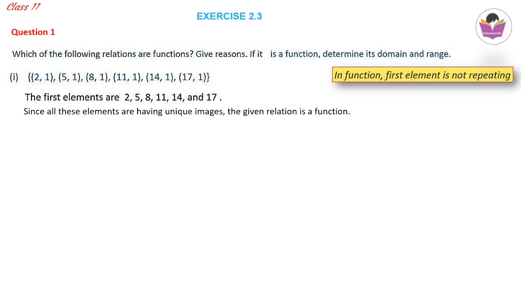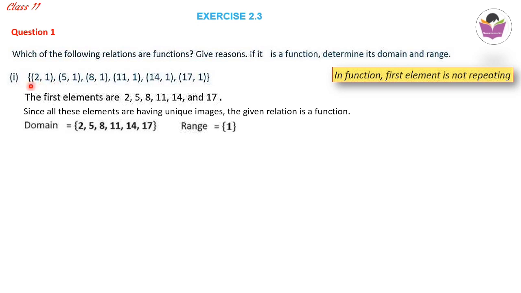2 is related only to 1, 5 is related to 1, 8 is related to 1, 11 is related to 1, 14 is related to 1, 17 also related to 1. All these first elements have single images. That's why the given relation is a function. Then its domain. Domain means the set of all first elements. That means 2, 5, 8, 11, 14 and 17. And the range is the set {1}.